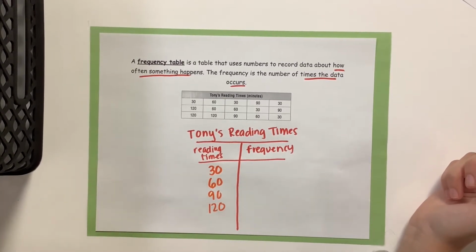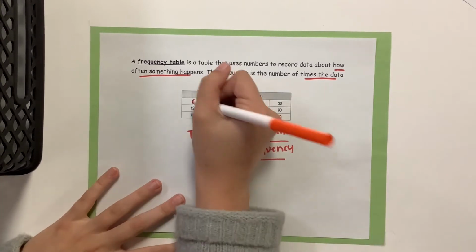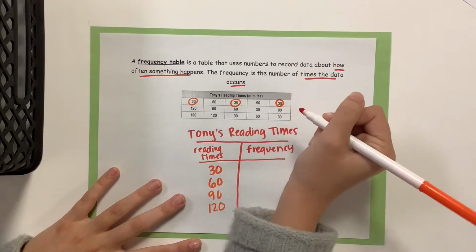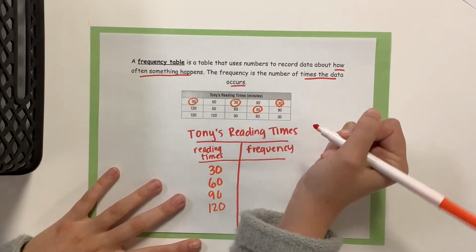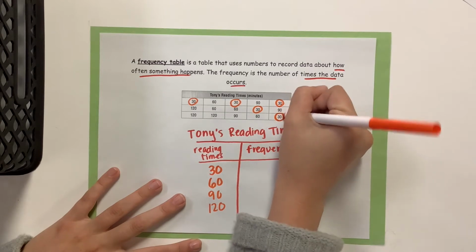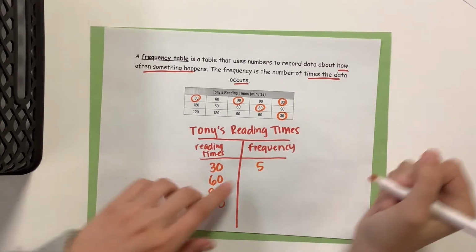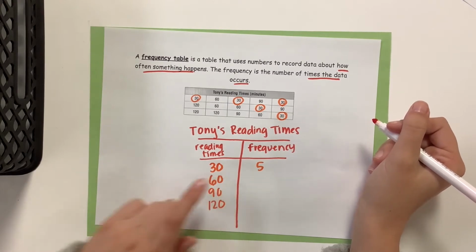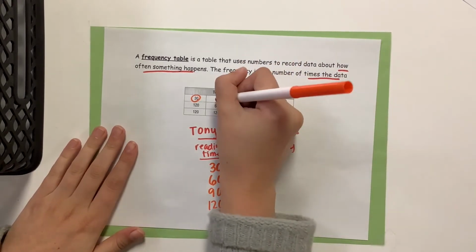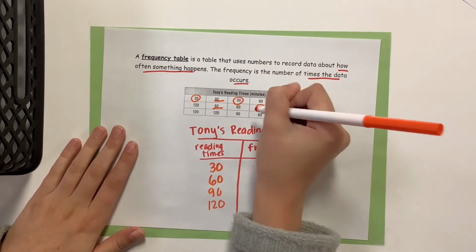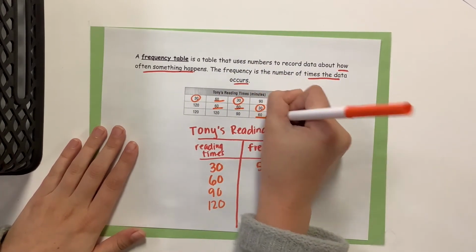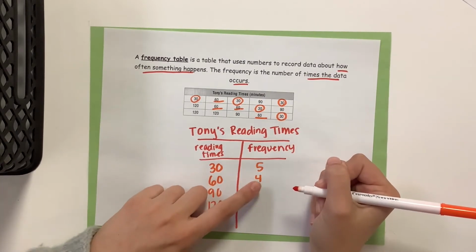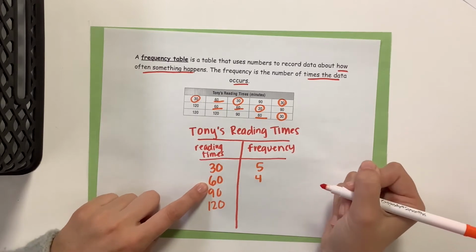So how many times does he actually read for 30 minutes? 1, 2, 3, 4, I don't see 5. So frequency, how often something occurs. 5 times Tony read 30 minutes. Okay, let's do 60. 1, 2, 3, 4. So 4 times the frequency, 4 times Tony read for 60 minutes.